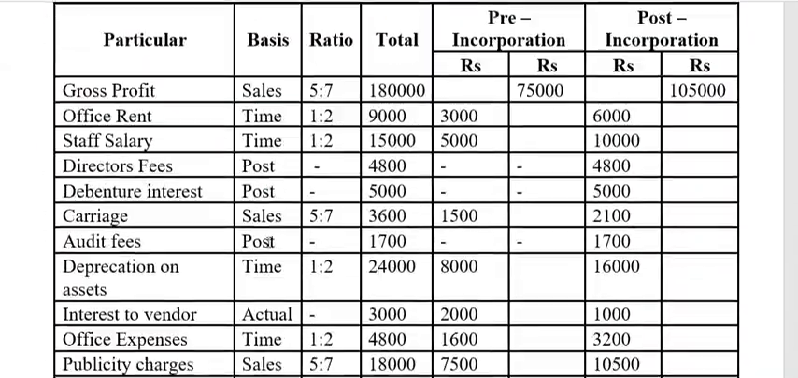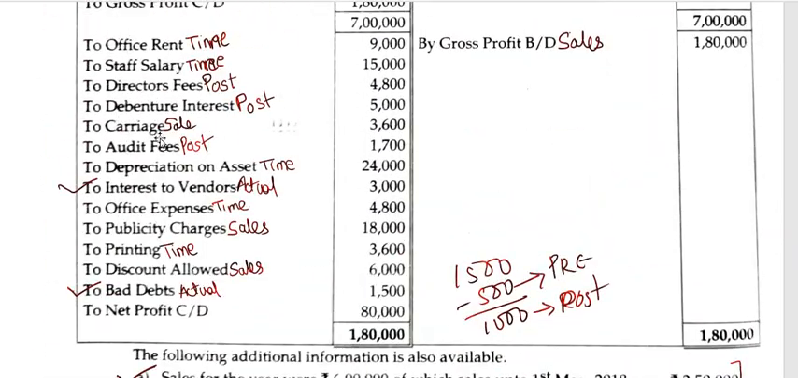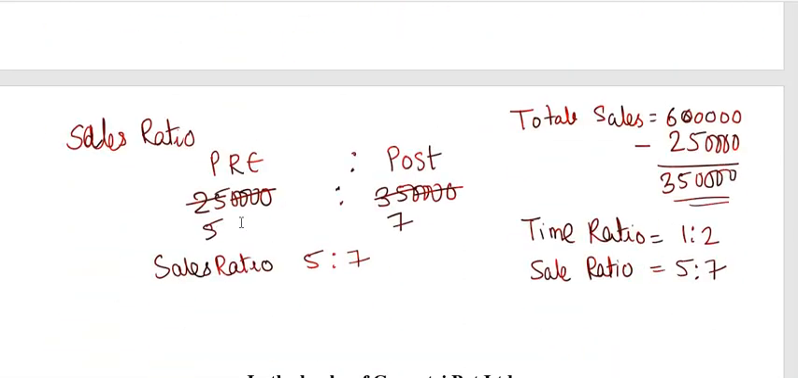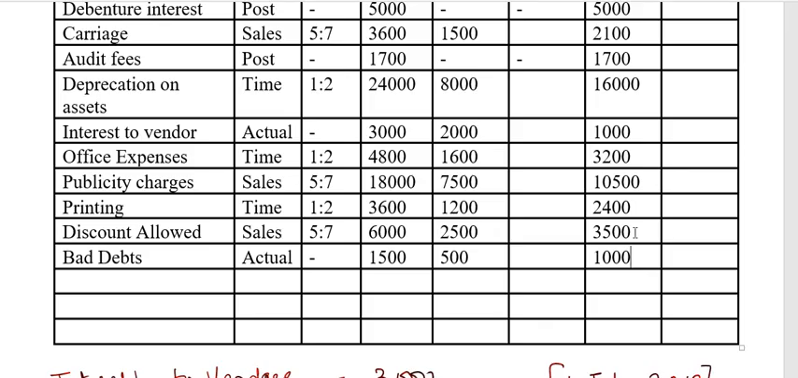Okay, so bad debts actual total is 1,500. In adjustment they said that 500 is related to pre and remaining 1,000 is related to post-incorporation. So we have passed all the entries of expenses, on the basis of time ratio and on the basis of sales ratio, to pre-incorporation and to post-incorporation. Next we have to find the net profit.